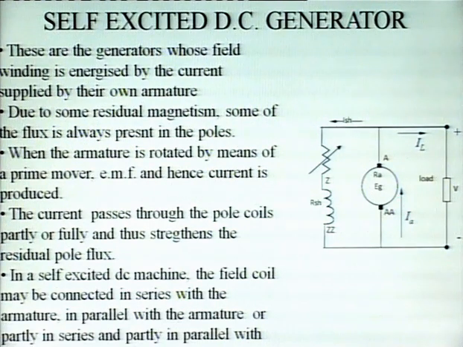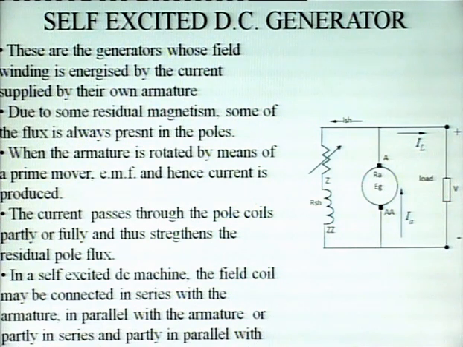Self-excited DC generator. In a self-excited DC generator, the field winding is excited from the armature of the generator, so no external source is required. The excitation of the field is done with the help of the armature. These are generators whose field winding is energized by the current supplied by their own armature.